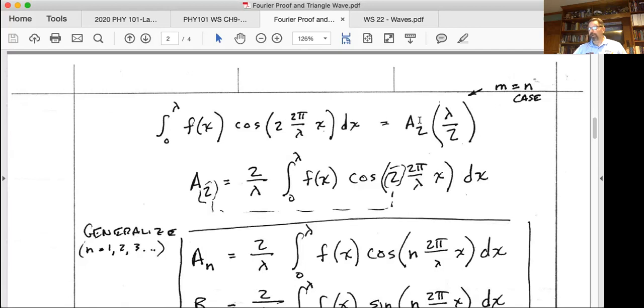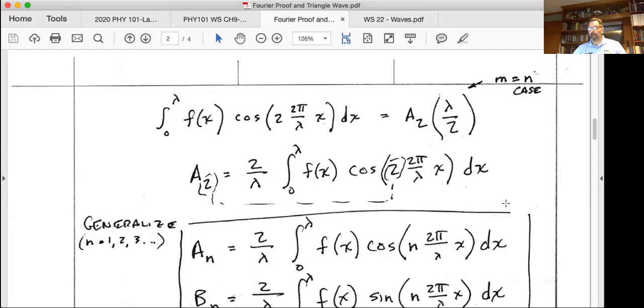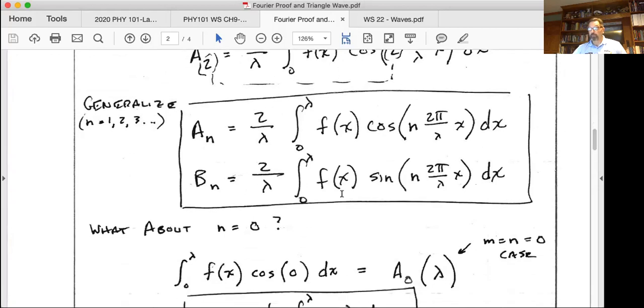So now solve for A2: bring the 2 over lambda to the other side of the equation. A2 is 2 over lambda, integrate from 0 to lambda of the function times cosine of 2kx, integrated over x. I'm going to generalize. What if I wasn't looking for 2? What if I was looking for any value n? Well, those 2s would just become n's. And what would the B's look like? Had I been looking for any of the B's, I would have multiplied by sine of nkx and worked it exactly the same way.